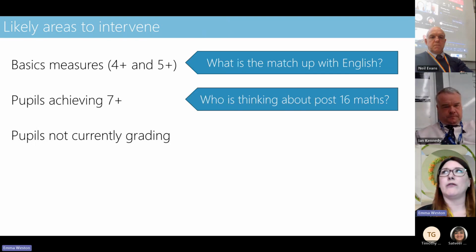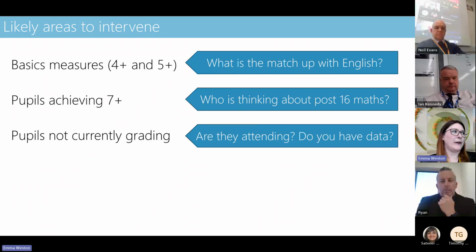If we're focusing more on the top end, so thinking about pupils achieving grade 7 and above, we might want to bear in mind who in our classes is thinking about studying some sort of post-16 maths option, or if they're not already thinking about it, who should really be thinking about maybe taking A-level maths or core maths, and can we use some of that future planning as a bit of a carrot, giving pupils the motivation to want to improve.